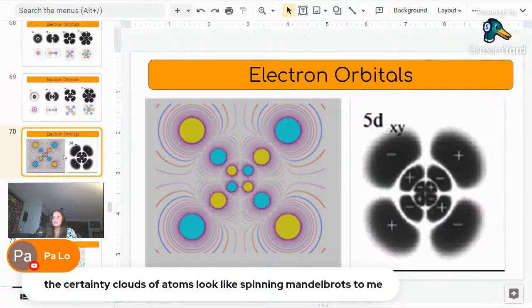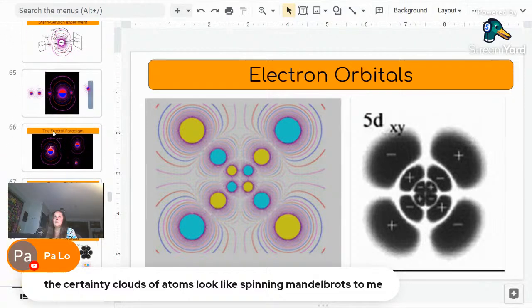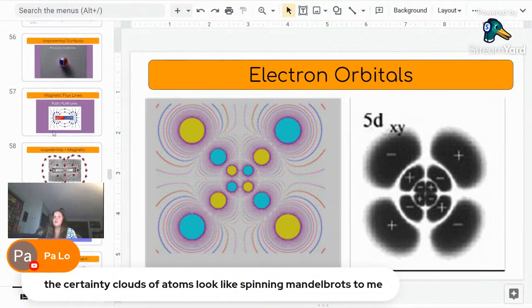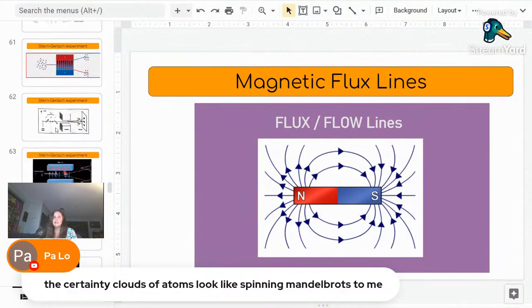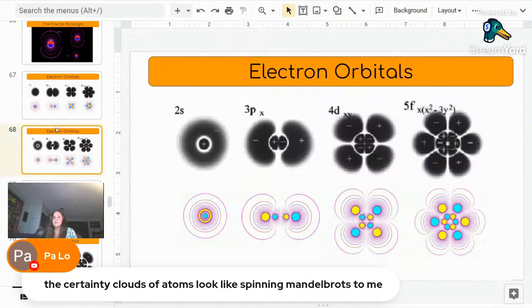So there is a relationship between electron orbitals and the magnetic field, but not the standard magnetic field. You wouldn't see that if you only looked at this magnetic field. You have to look at the isopotentials to see this similarity.